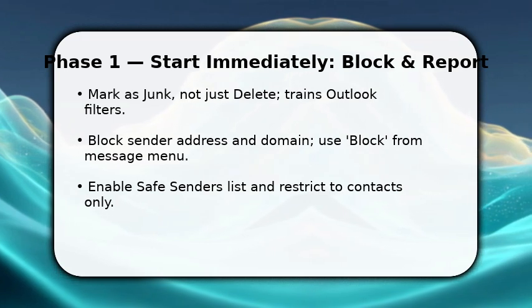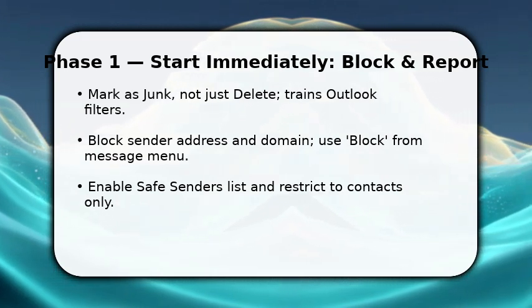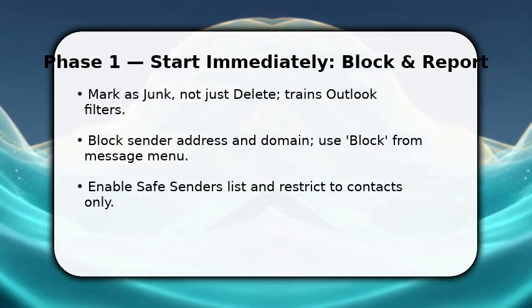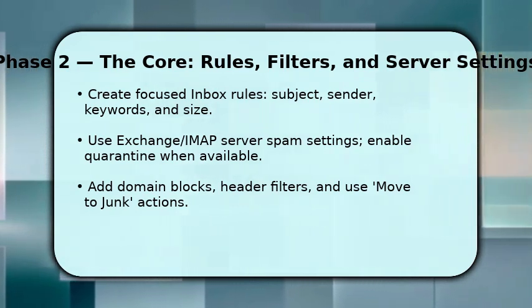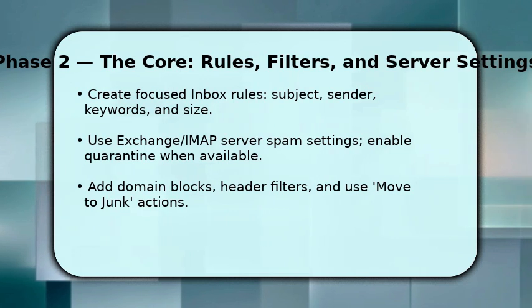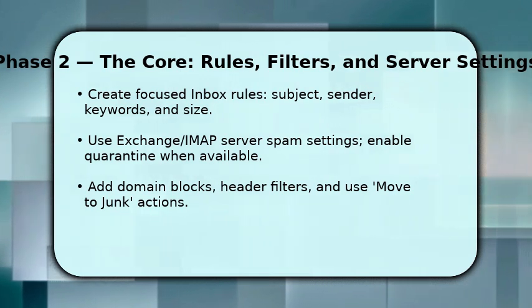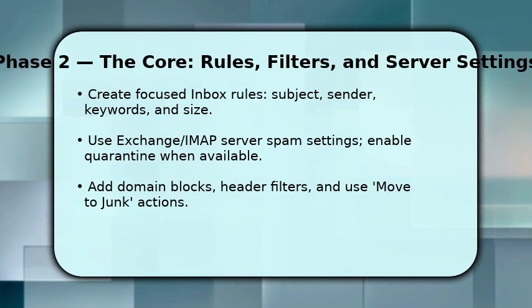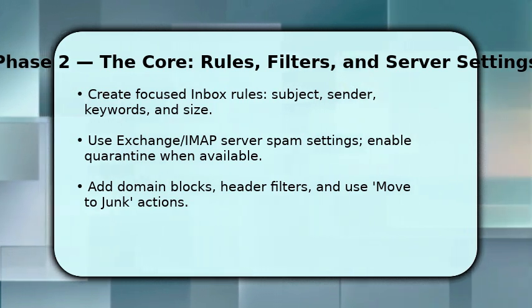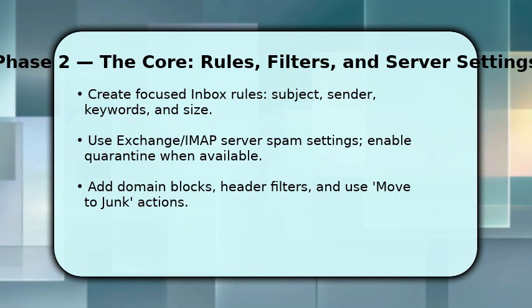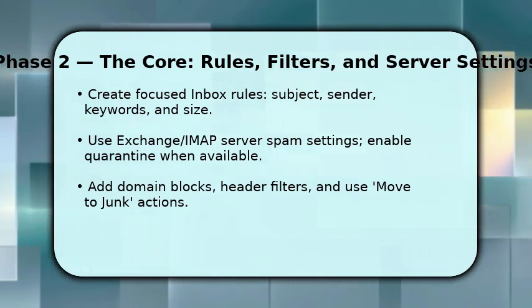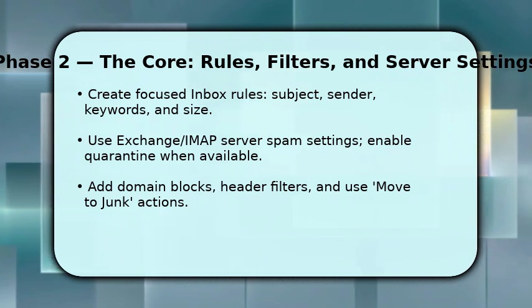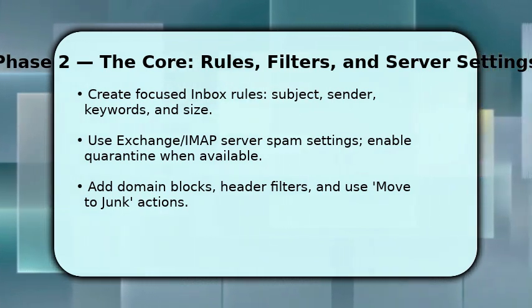Now you build stronger defenses. Create precise inbox rules that match subject patterns, sender domains, keywords, or unusual attachments, and set them to move messages to junk or delete. Once done, sync with your Exchange or IMAP server settings. Enable server-side quarantine so spam is blocked before delivery. Make sure to add domain-level blocks and inspect message headers to create header-based filters for repeat offenders. Remember, server rules act faster.